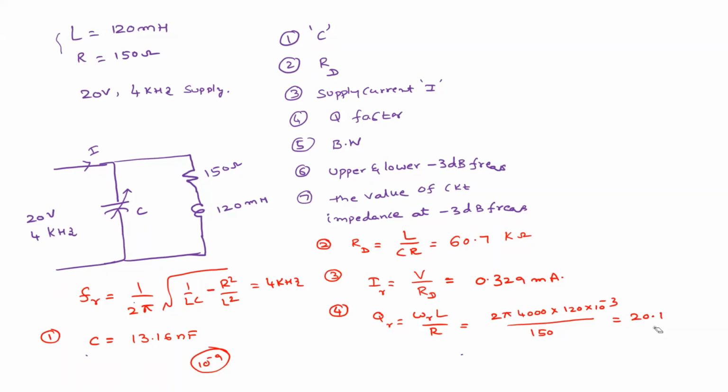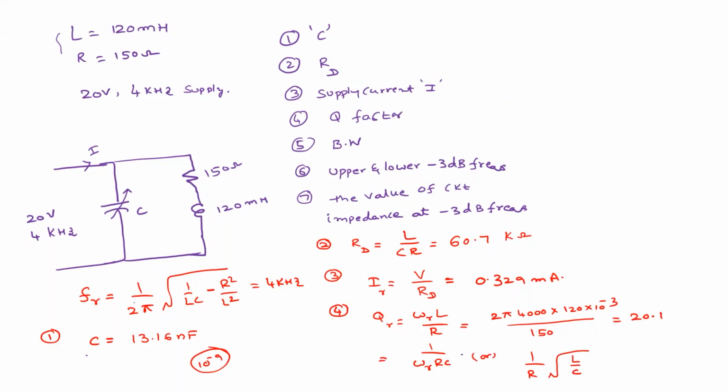Okay. So you can also use the alternative formula 1 by omega R C, right? So this is one formula. Or you can also use 1 by R square root of L by C. So this also you can use. Understood?